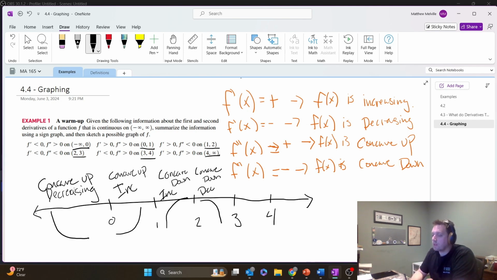Looks something like this, which you can see increasing to decreasing. That's going to be a maximum. And then 3 to 4, it's decreasing because f prime of x is less than 0. And it's concave up because my second derivative is positive.